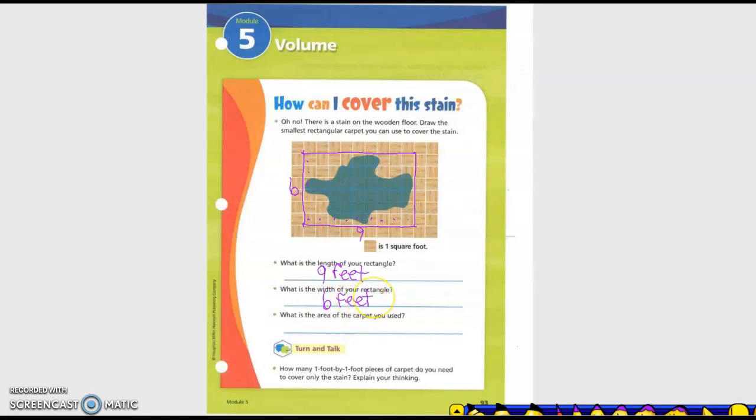And what is the formula for area? Area equals length times width. So we would do A equals 9 times 6, which equals 54, and then square feet. Or I can also write it as 54 feet squared. So I could write it either way, and I would take that as an answer.